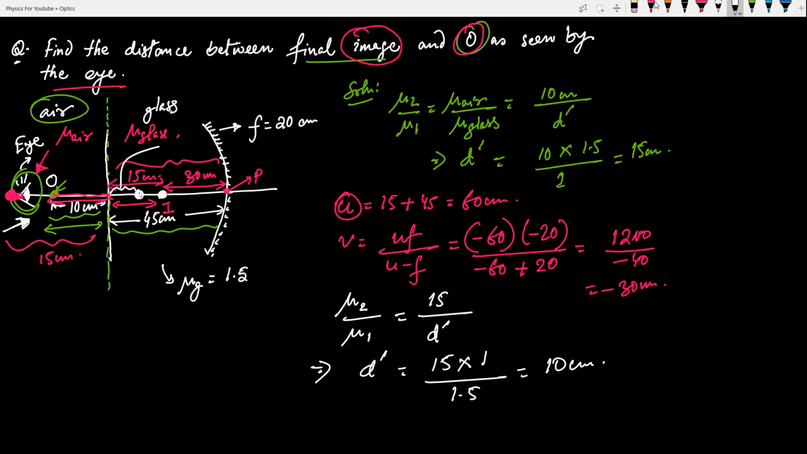Okay, things are becoming untidy. This is 10 centimeter, this length. Okay, so this length is 10 centimeter. Therefore the distance between the final image, this one, and O as seen by the eye will be 10 centimeter plus 10 centimeter is equal to 20 centimeter, and it will not be 25 centimeter. Okay, so this is a bit complicated problem. If you understand this complicated problem, then I can say that you have understood perfectly the concept of real depth and apparent depth.